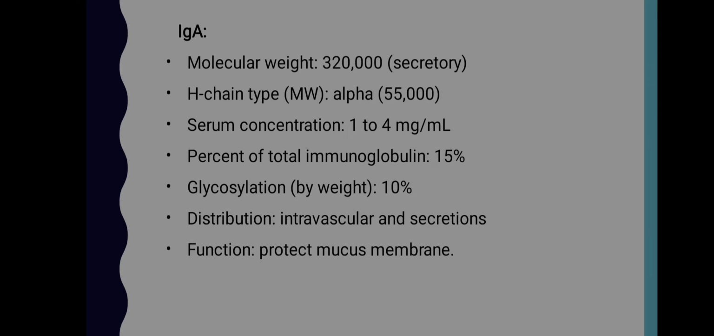Now, IgA. Molecular weight is 320 kilodalton in secretory form. Heavy chain type is alpha. Serum concentration is 1 to 4 mg per ml. Percentage of total immunoglobulin is 15%. Glycosylation by weight is 10%. Distribution is intravascular and secretions. Function is to protect mucous membranes.